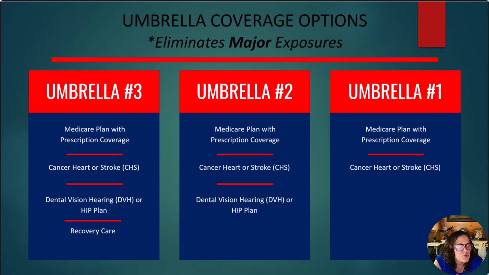We want to make sure that you have the protection you need, because with the Advantage plans, you are on the hook for 20% of those cancer costs up to the out-of-pocket max, which is somewhere around $7,500 to $12,000 out of pocket, and that resets every year. So we don't want to leave you unprotected. We are recommending our umbrella policies.